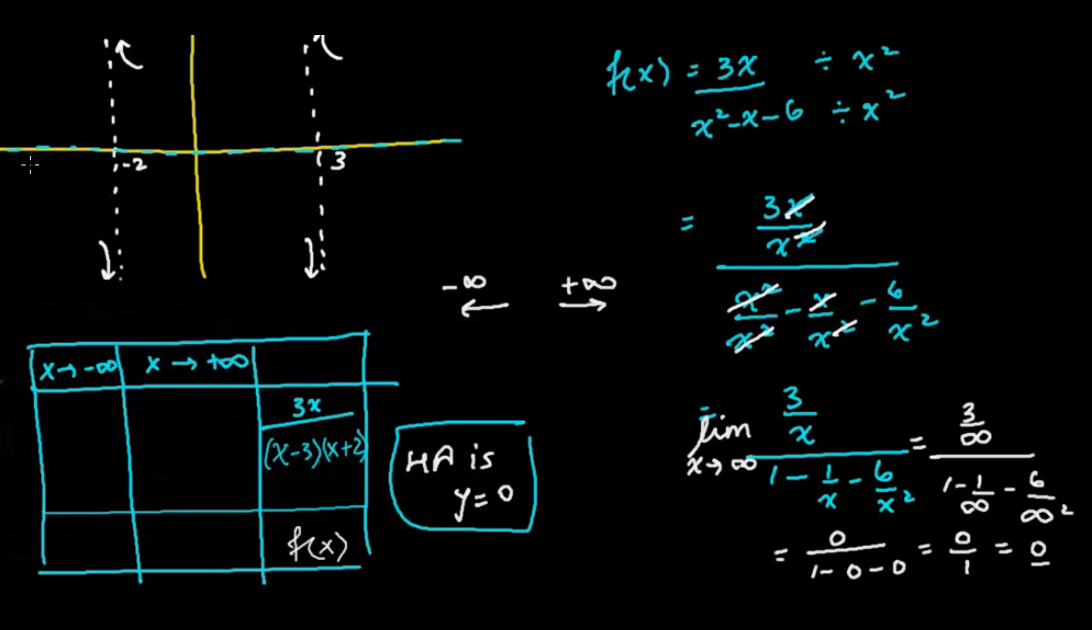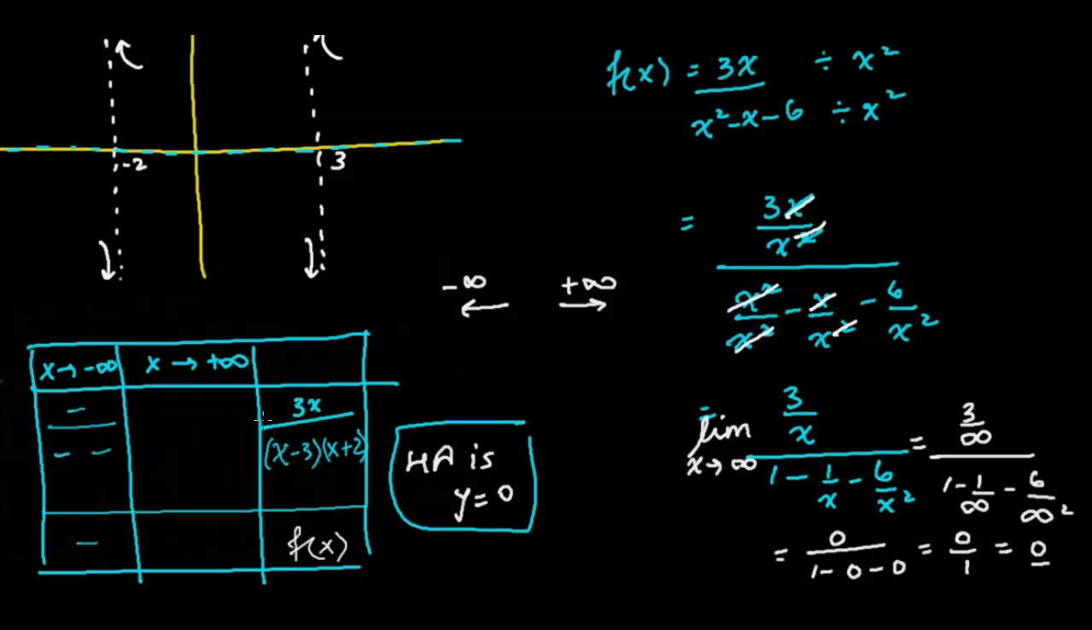For that, we can pick any distant value on the negative side. Let's say we pick negative 100 and we put it in the function. So negative 100 times 3 would give us a negative on the numerator. When we put a negative 100 here, we would get a negative. And when we put a negative 100 here, we would again get a negative. 3 negatives will give us a final answer that is negative.